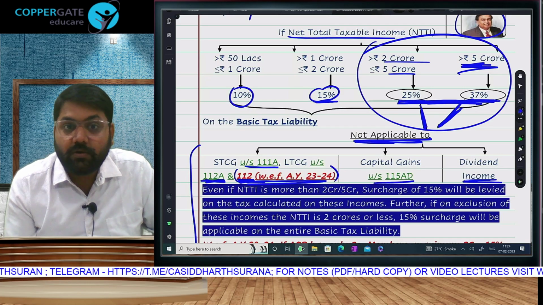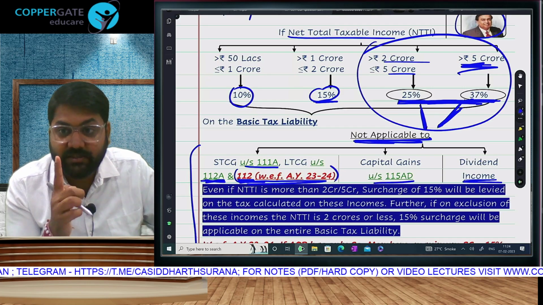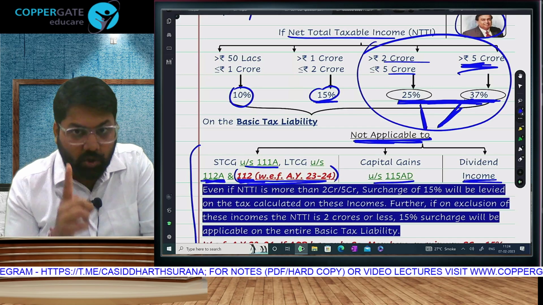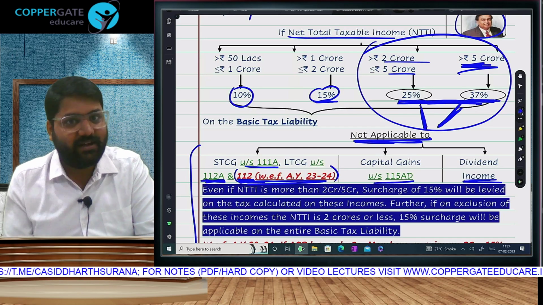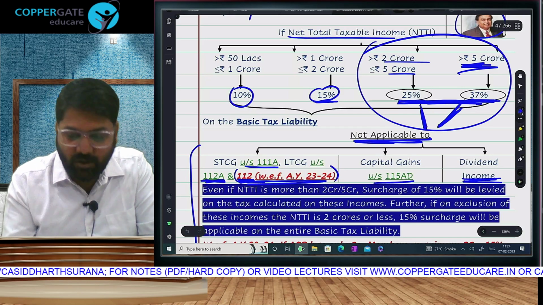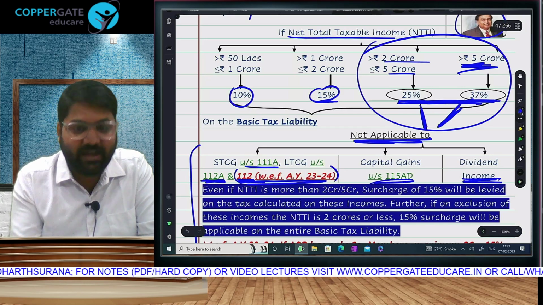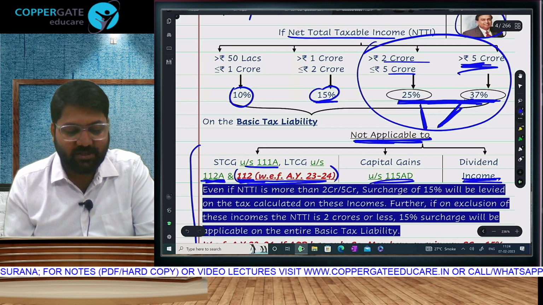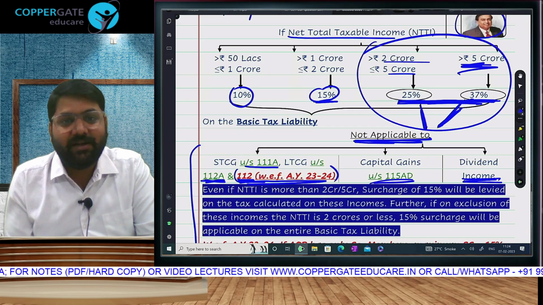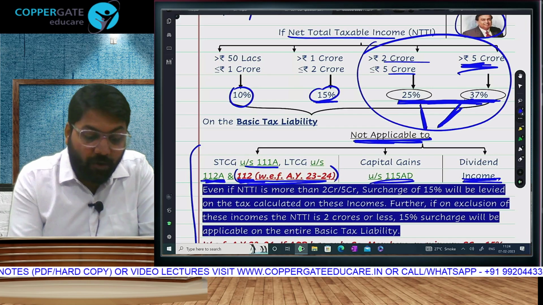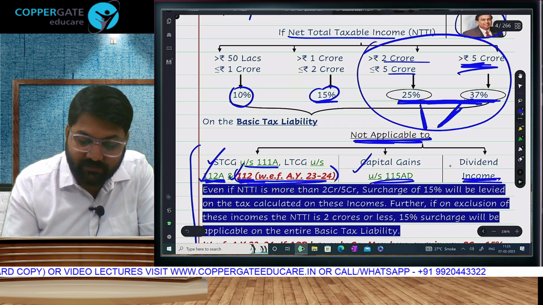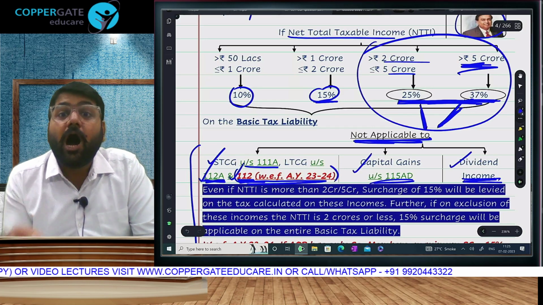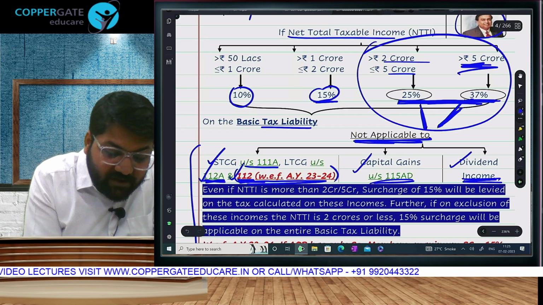First of all, pay attention, this is one place where a lot of students go wrong. You are not going to calculate surcharge on the incomes that are given here. On dividend income we don't calculate surcharge. On capital gain incomes we don't calculate surcharge, or on these short term and long term capital gains, not on the income. On these we calculate basic tax. After we calculate basic tax, then we add surcharge.